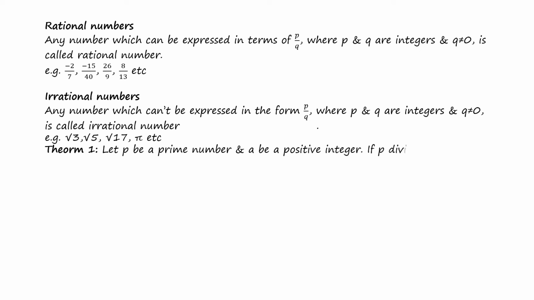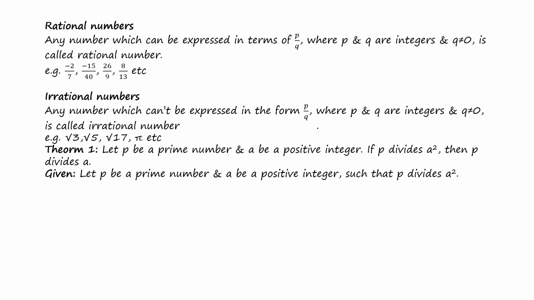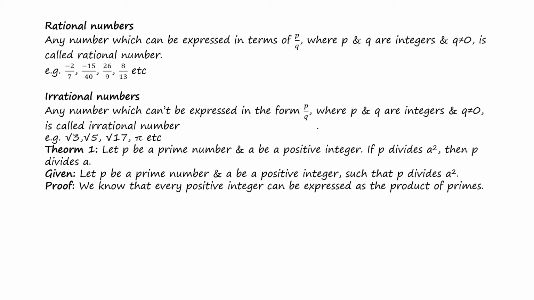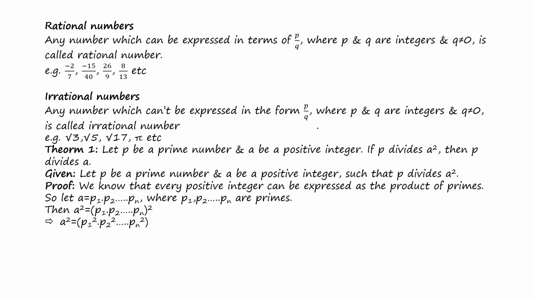Theorem 1. If p is a prime number and a is a positive integer, if p divides a square, then p divides a. So given p is a prime number and a is a positive integer such that p divides a square, let's go for proving it. We know that every positive integer can be expressed as the product of primes. So let a equal p1 into p2 up to pn, where p1, p2, p3 up to pn are the primes. So a square equals (p1 into p2 into p3 up to pn) whole square, or it can be written as p1 square into p2 square up to pn square.